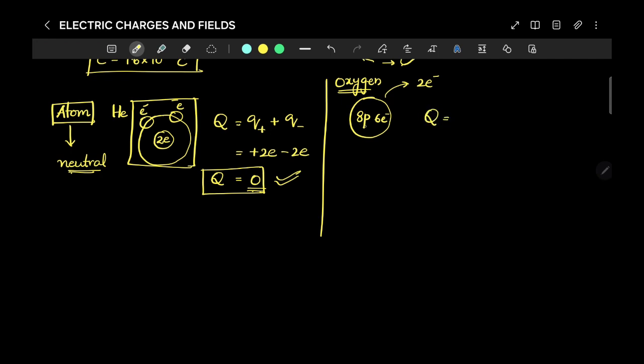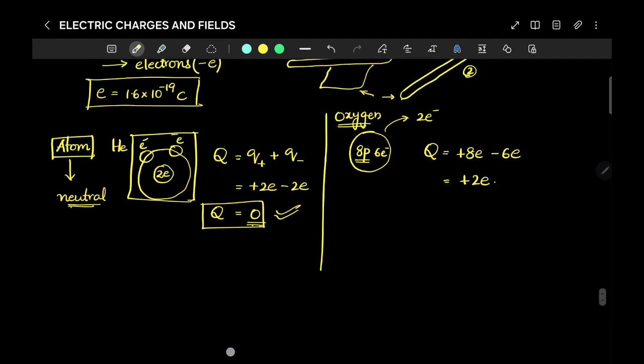Q is equal to, due to positive charges, plus 8e. Due to negative charges, it is minus 6e. What is the total charge here? Plus 2e. What is the charge of e? E means 1.6 into 10 power minus 19, so the charge is plus 2 into 1.6 into 10 power minus 19 coulomb. 2 into 1.6 is 3.2 into 10 power minus 19 coulomb.